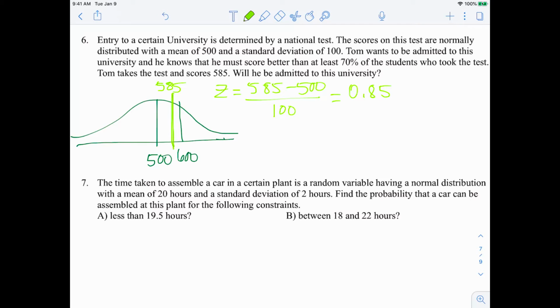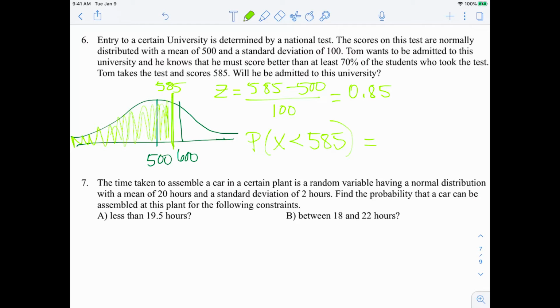Okay? Now, we want to know if Tom is going to get admitted to the university, and he has to score better than 70% of the students who took the test. So better than means that he's above, so we're looking for the area below. So we're looking for all of this area here. So I'm looking for the probability that his score is better than 70%. So the probability that X is less than 585. Now that probability has to be at least 70, otherwise he probably won't get in.